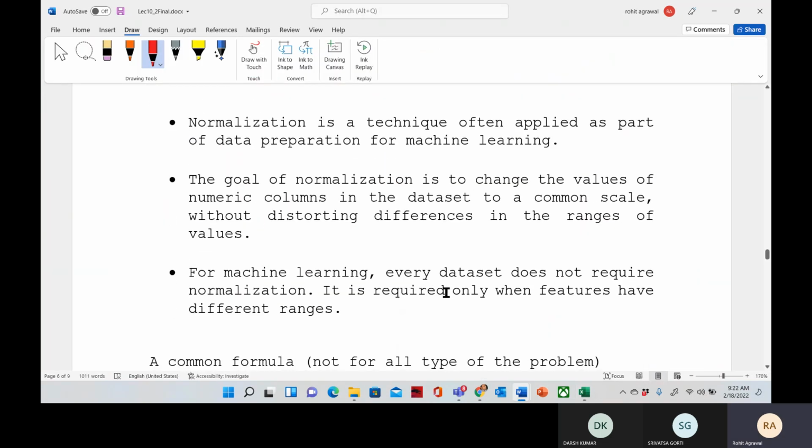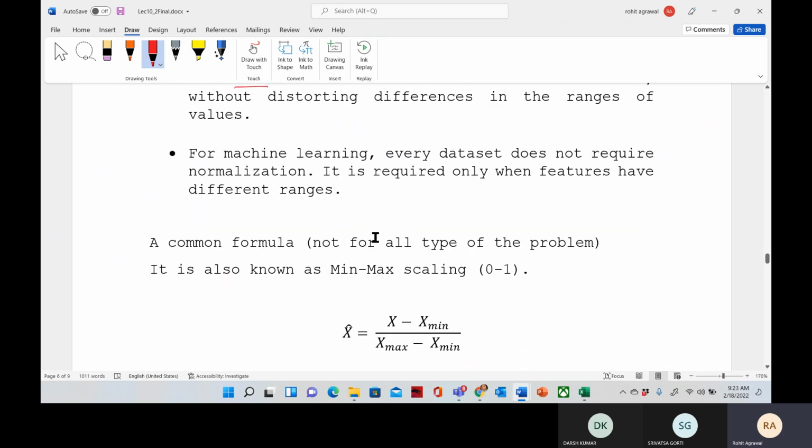So normalization is a technique often applied as part of data preparation. The goal of normalization is to change the values of the numeric columns in the data set without distorting the differences in the ranges. For machine learning, not every data set requires normalization. Keep in mind, every data set doesn't require normalization. It also depends. The example I gave you may require normalization if we are using the number of rooms or bathrooms and square feet living as attributes.